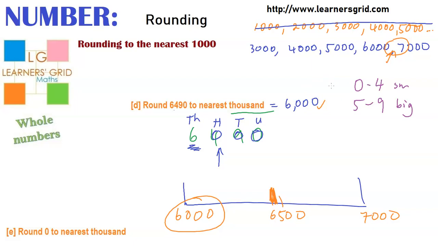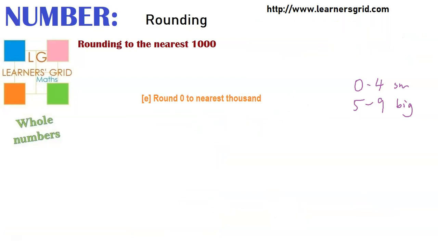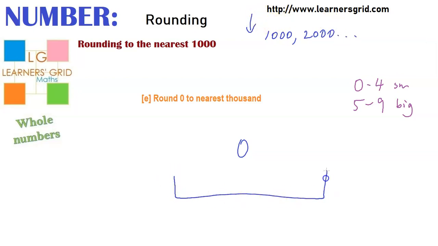Okay, there's one more to do, question E, and it is a little bit interesting. Question E reads: round 0 to the nearest thousand. I put 0 down and I'm immediately stuck because there's nothing there. But if I think of counting in thousands, 1,000, 2,000 and so on, 0 is obviously before 1,000. On my number line, 0, 1,000, here's 500, and 0 is right here. It's closest to 0, nowhere near 1,000. So rounding 0 to the nearest 1,000 is going to be 0.